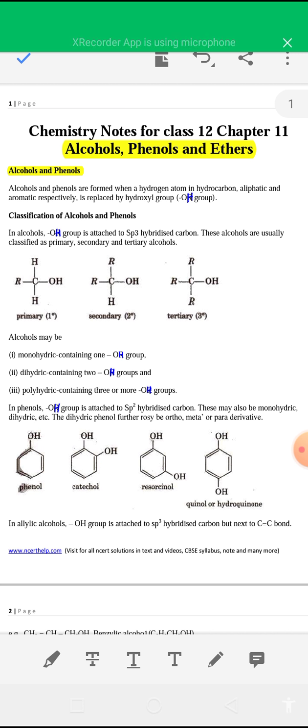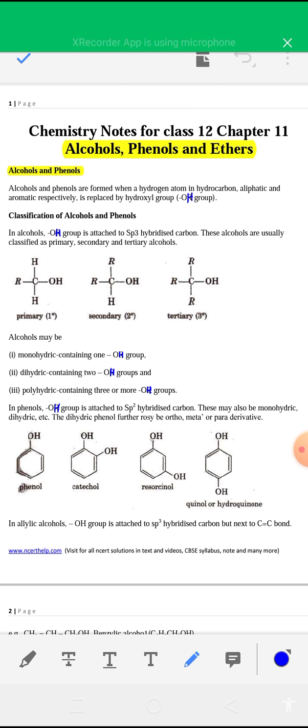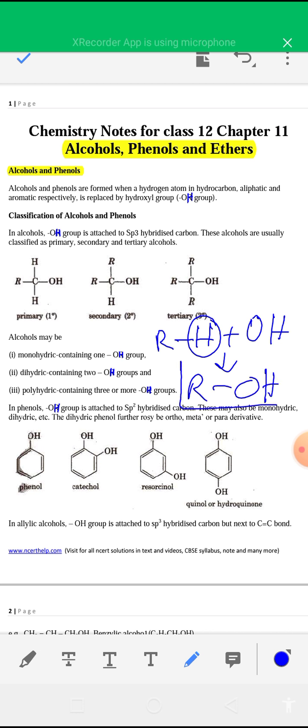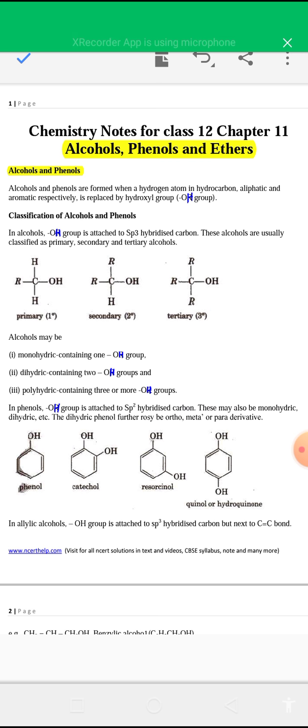So what are alcohols and phenols? Alcohols and phenols are formed when a hydrogen atom from a hydrocarbon is substituted by a hydroxyl group. Then the product formed is known as alcohol, and the general formula of alcohol is ROH. OH is the alcohol functional group.